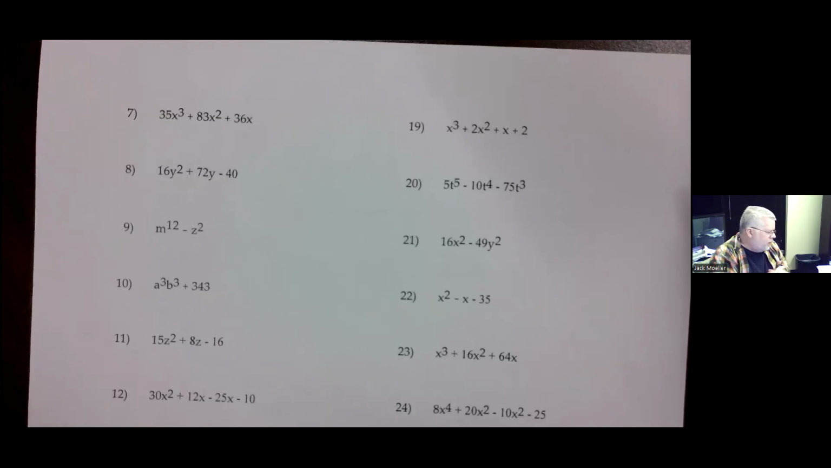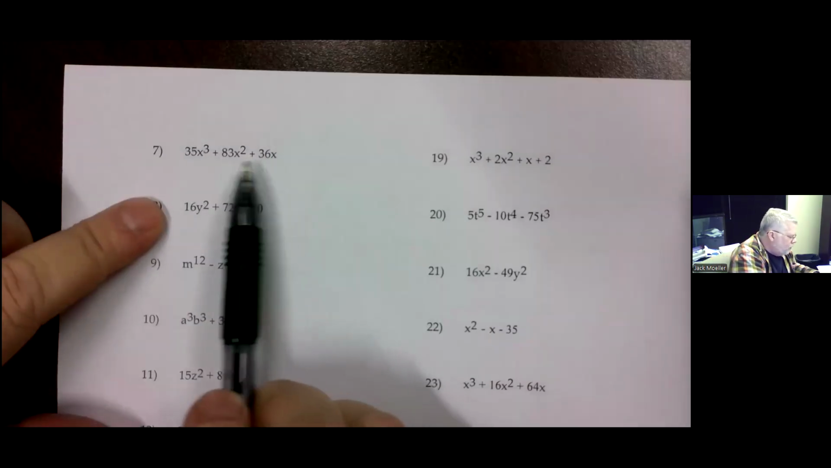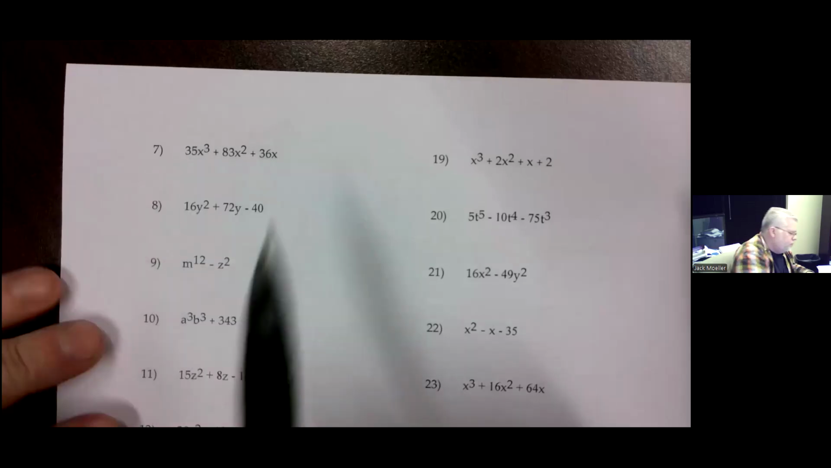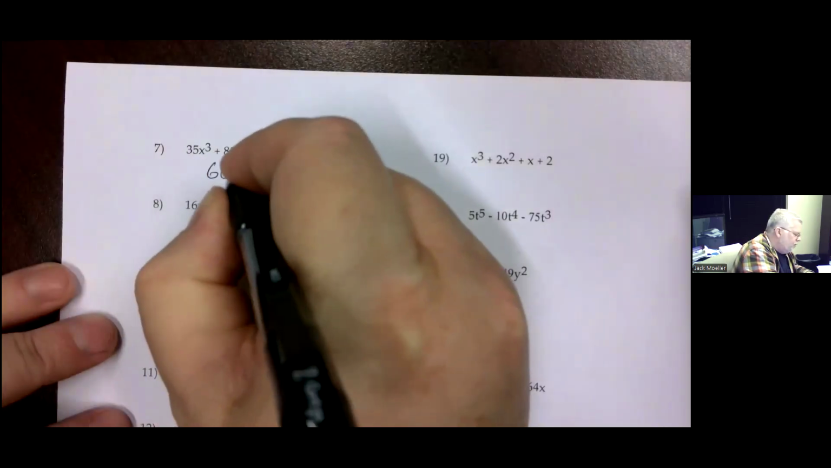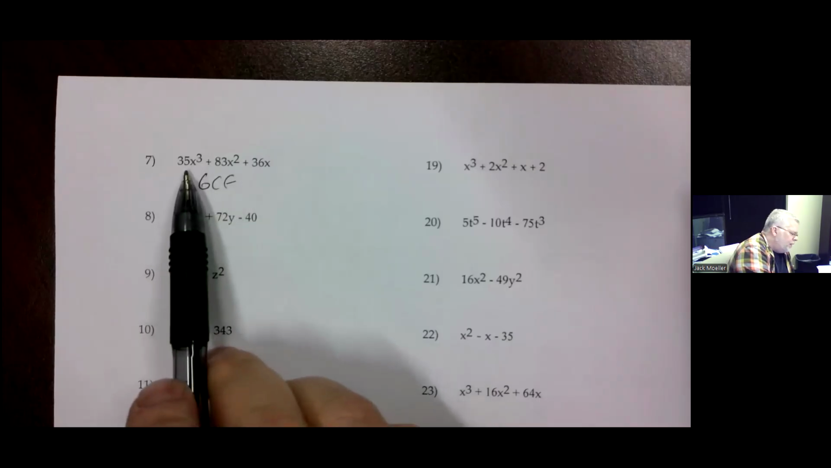So what would you say about number 7? Well, there's an X in all of them. There's definitely a greatest common factor. Number-wise, now those are definitely getting bigger numbers. So is there a GCF? And we'll start talking about finding GCFs.